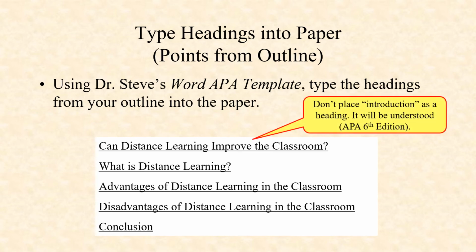But notice that this is on purpose because APA in its latest edition says don't put the word introduction. Instead, put the name of your paper here. So what is your topic? What's the title of your paper? Put that here. So there's the question that I wrote. Can distance learning improve the classroom? Really, that's my introduction. And then the other headings are the ones that I've already developed.